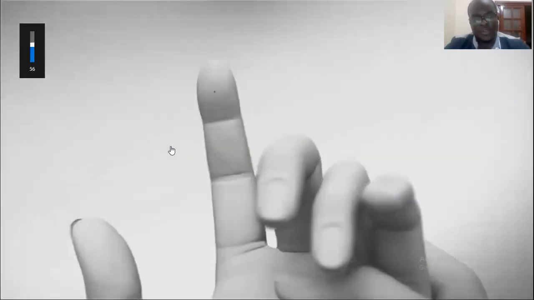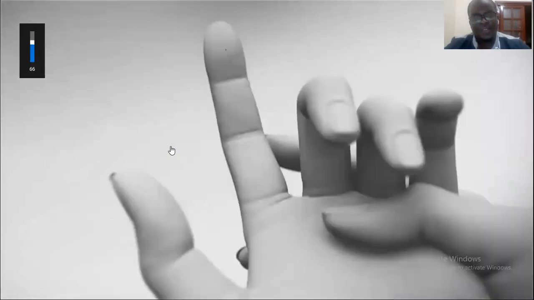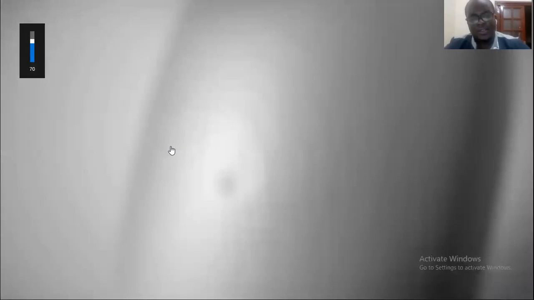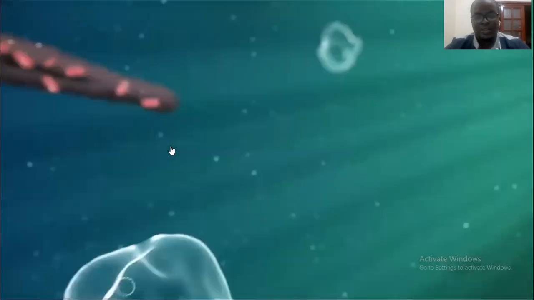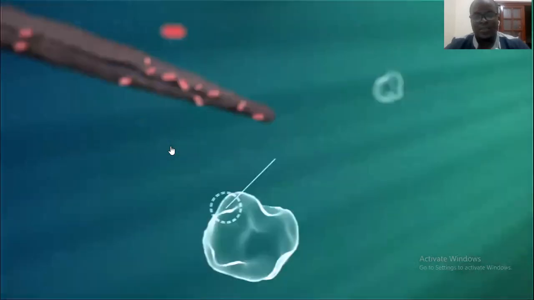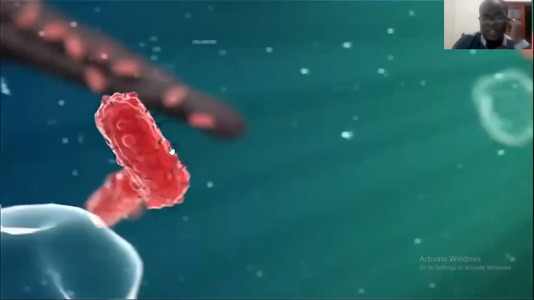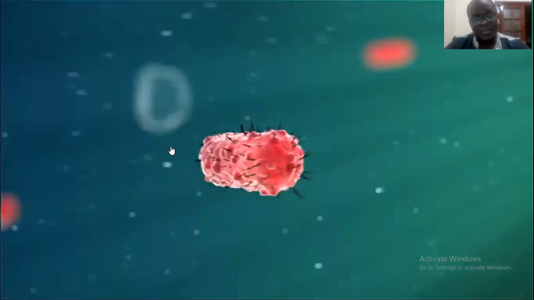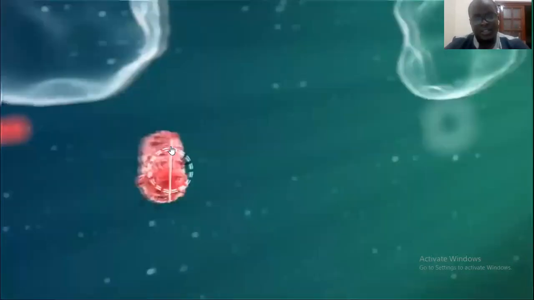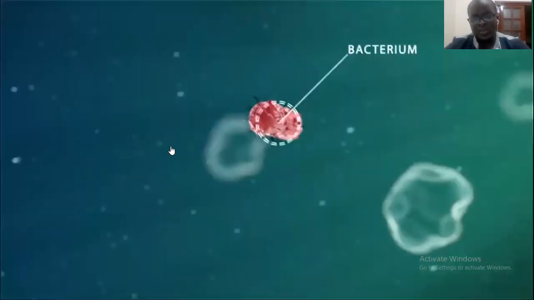So you can see the skin, the first line of defense. So if the skin is broken by sharp objects, it can result in bacteria gaining access into the body. So this bacteria will be phagocytosed by white blood cells. So you can see the white blood cells that will respond, and this bacterium will be phagocytosed.